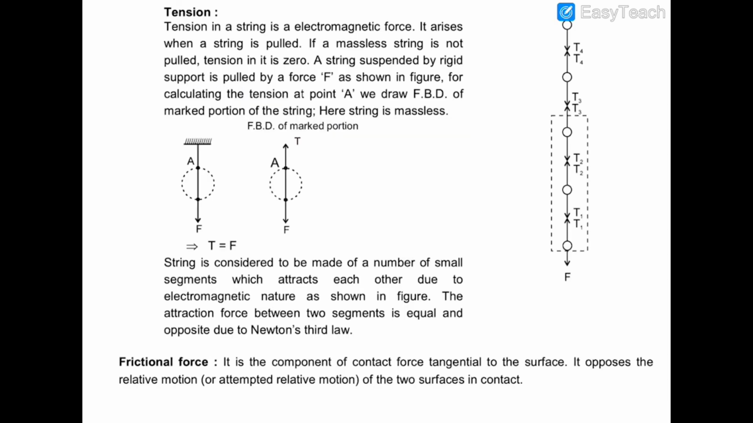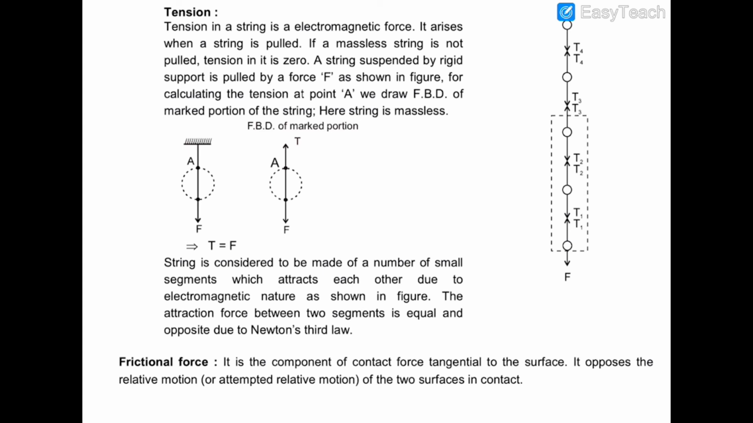Now, tension force. When we pull a rope, it develops a tension in it, and we also say that this is a taut rope. A taut rope is a stretched rope which has some tension in it. Tension force is also an electromagnetic force, and it arises when some rope or string is being pulled.